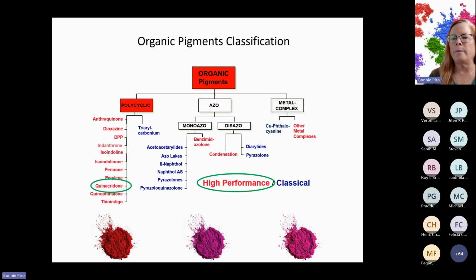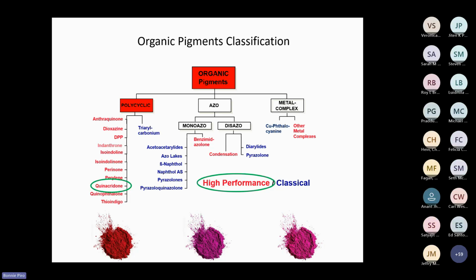So the quinacridone pigments are part of the polycyclic family of organic pigments. They are a high performance pigment, and thus they will give you some of those additional properties that you might be looking for in your formulation.